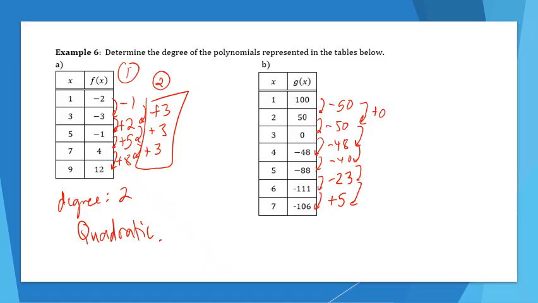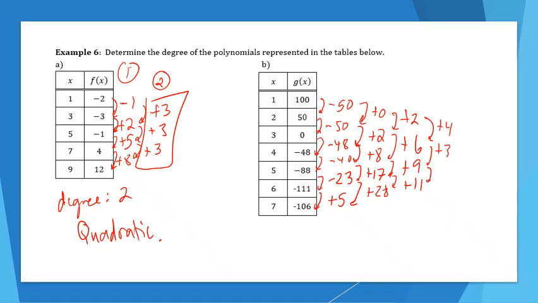This is +0, +2, +8, +17, +28. So that looks good. Our second difference is not the same, so we're going to go a little bit further. So +2, +6, +9, +11. And then going one more, we have +4, +3, +2.